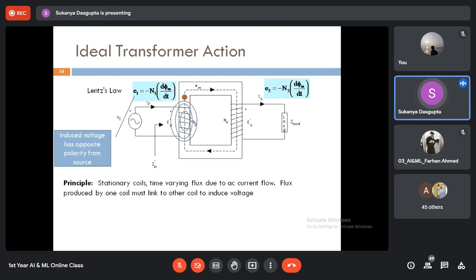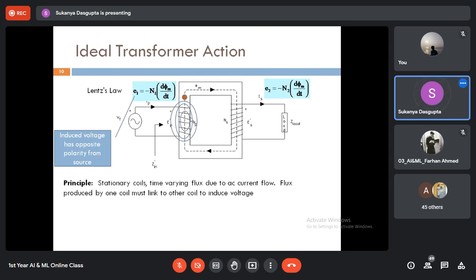Based on Lenz's law, E1, that is the induced voltage at the primary side, is minus N1 d phi m dt. Phi m is the common flux, the mutual flux, and N1 is the number of turns in the primary winding. And the negative sign indicates, as per Lenz's law, that the effect is opposing the cause. That means the EMF generated at the primary side will oppose the very cause of it, which is nothing but the supply voltage.